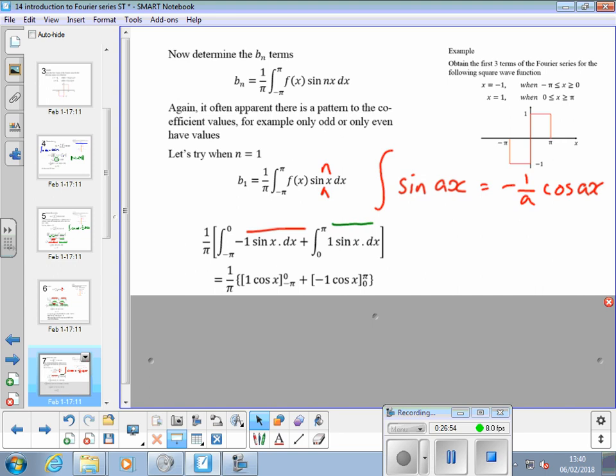So this half becomes the definite integral between minus pi and 0 of 1 cos x. And this side is the definite integral between minus 1 cos x between 0 and pi. Have I got my plus and minus signs right this time?